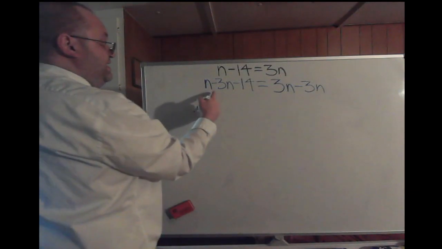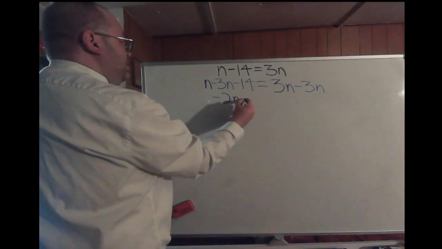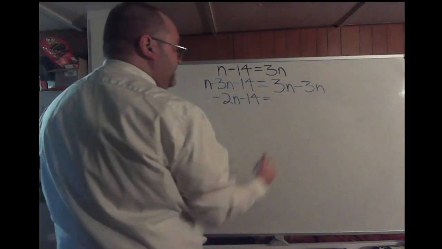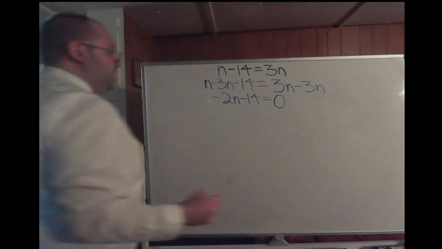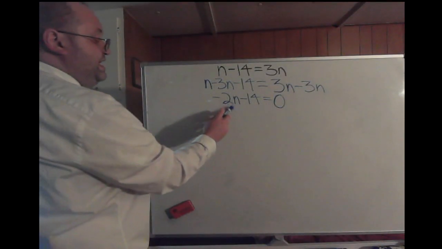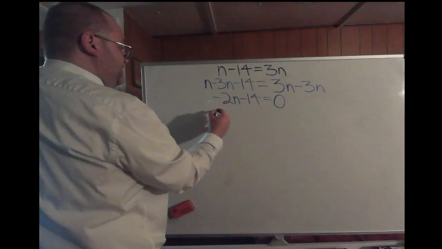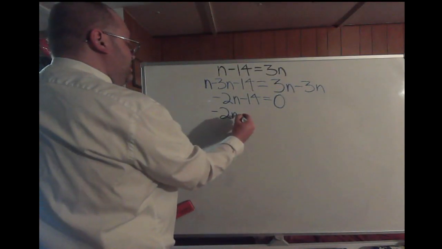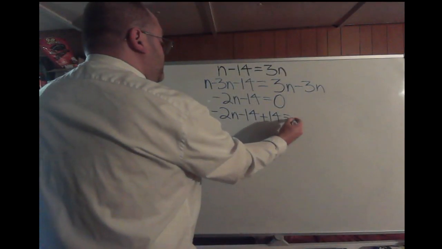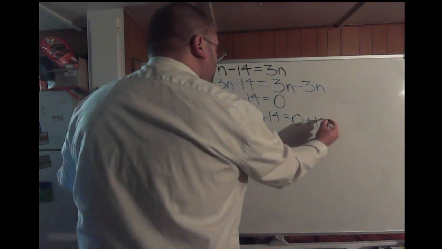Okay, so on the left-hand side, n minus 3n, that's going to be negative 2n minus 14 is equal to, what's 3n minus 3n? Well, that's 0. Okay. So you have negative 2n minus 14 equal to 0. Well, we want to get that negative 2n by itself. We have a minus 14, so we need to add 14. So you'll do negative 2n minus 14 plus 14. Now what you do to one side, you've got to do to the other. So we'll have to add 14 to the right-hand side also.